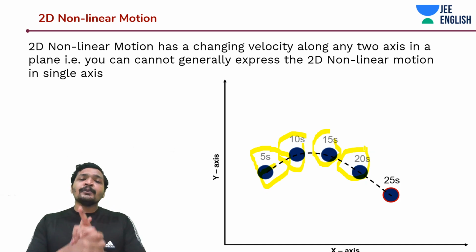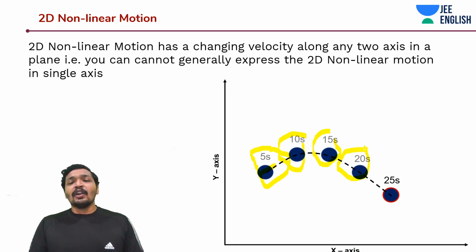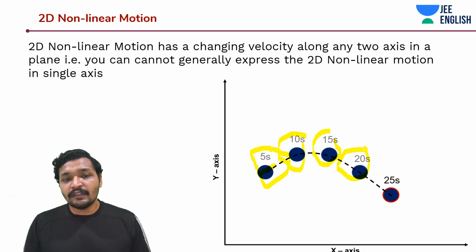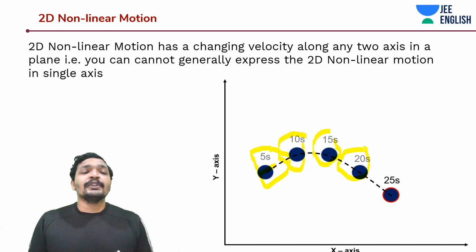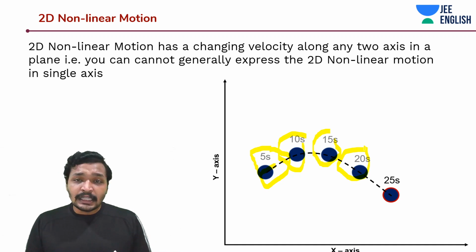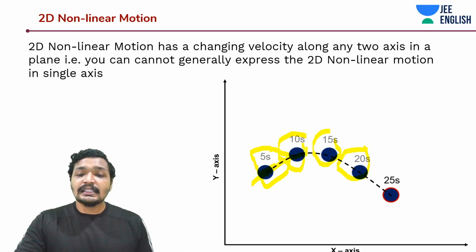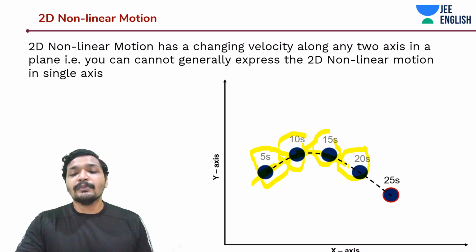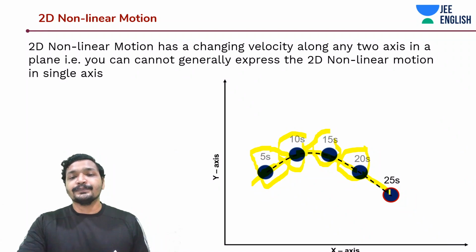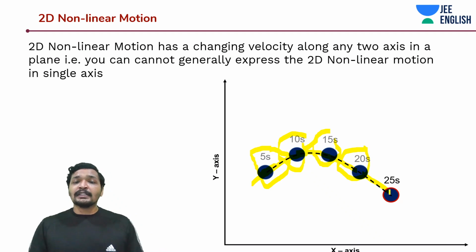So a 2D nonlinear motion has changing velocity along any two given axes in a 2D plane where it is traveling, and you cannot generally map the 2D nonlinear motion using a single axis or a single straight line. I mean by single line, a single straight line. I need at least 3 or 4 straight lines to map this motion. I hope this point is clear.